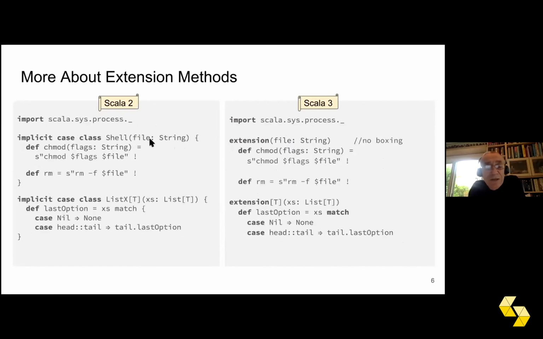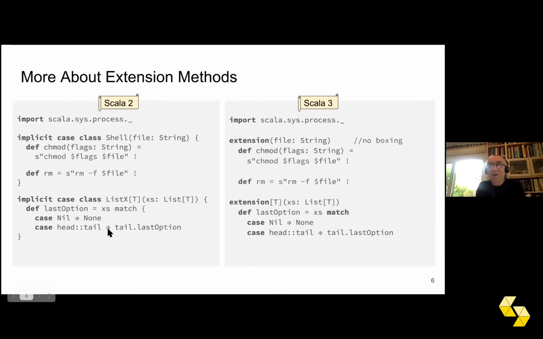More about extensions. In Scala2, we wrote an implicit case class shell and then did operations on that shell, like this and this and so on. Here in Scala3, we can write an extension with no boxing. So chmod on that string, and we do that. We define rm, remove this file, and we kind of save on memory, but it's probably these days not a big deal. We have unlimited supply of memory. Implicit with class type. So implicit on type T, we take a list and we produce last option. So it's the same as here in Scala2.